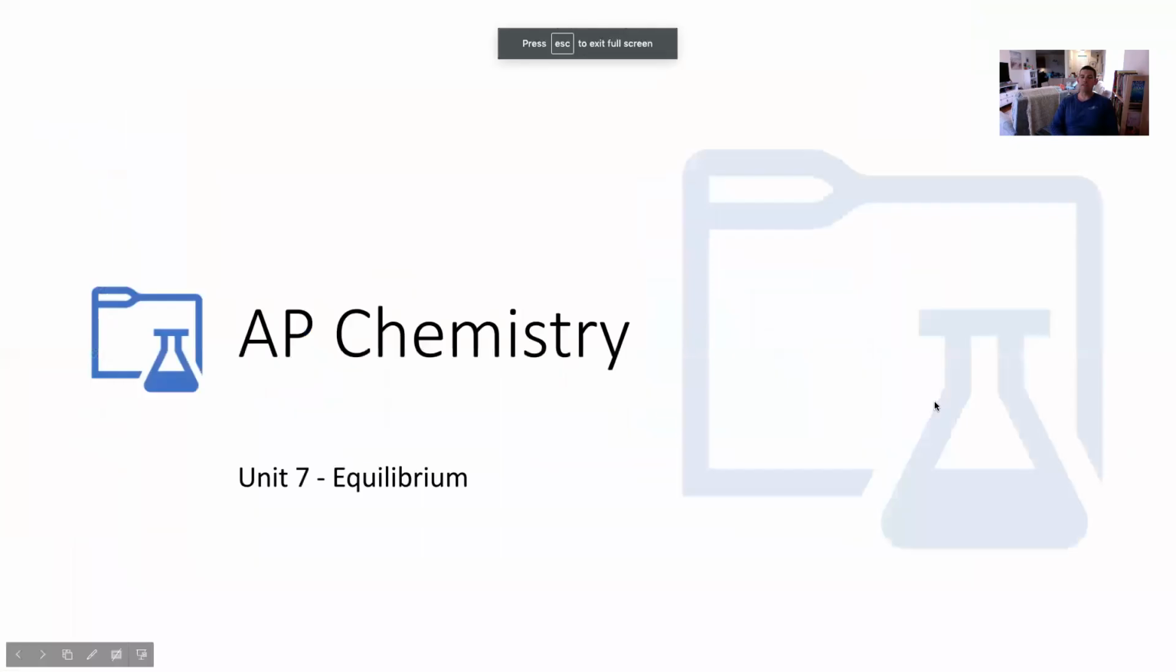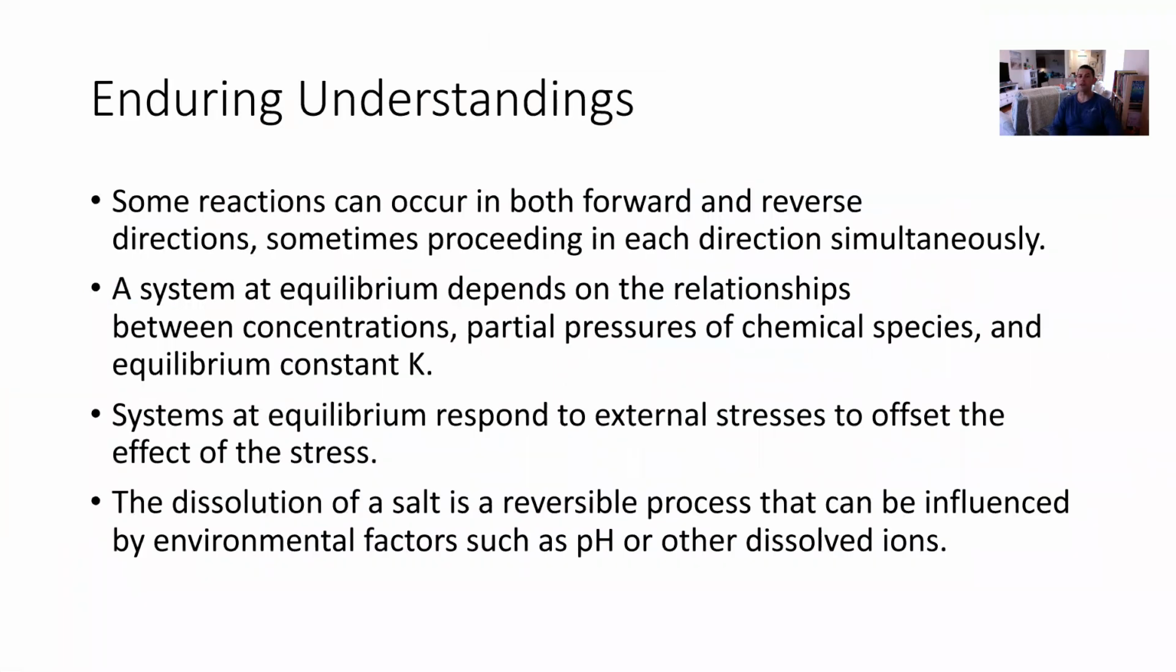So, Unit 7 looks at chemical equilibrium, the enduring understandings. Some reactions can occur in both forward and reverse directions, sometimes proceeding in each direction simultaneously. That leads us to the idea of chemical equilibrium. A system at equilibrium depends on the relationships between concentrations, partial pressures of chemical species, and the equilibrium constant K. Systems at equilibrium respond to external stresses to offset the effect of the stress. That is Le Chatelier's principle.